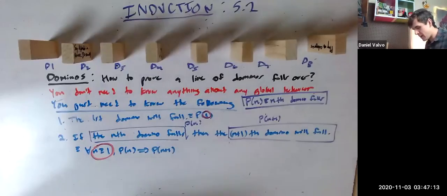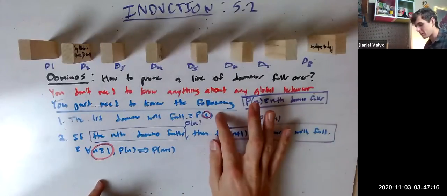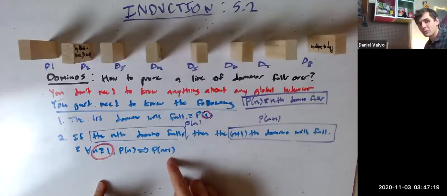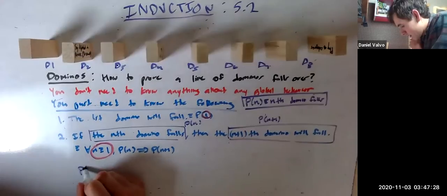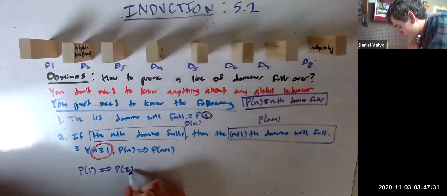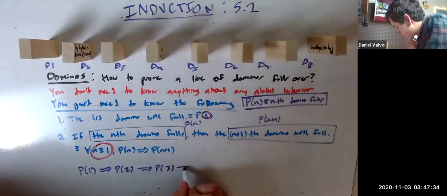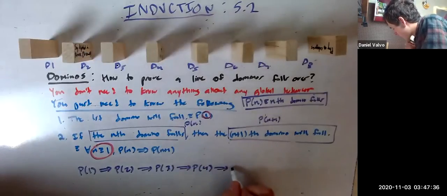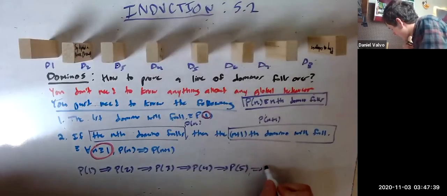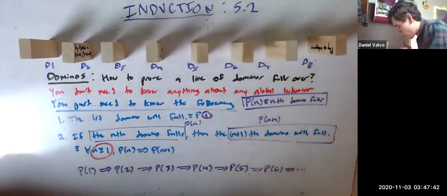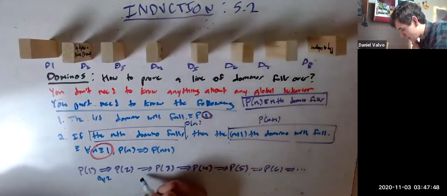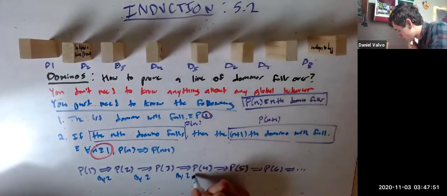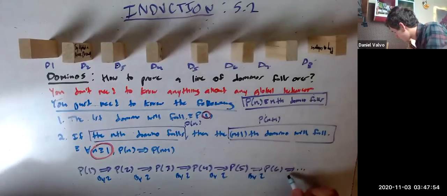So anyway, the point is if you know that P of 1 is true, the first domino falls, and you know that P of n implies P of n plus 1 for all n greater than or equal to 1, well then you can make this chain right here, where you basically have P of 1 implies P of 2, which implies P of 3, which implies P of 4, which implies P of 5, which implies P of 6, on and on like that. And you can go from 1 to 2, you know that's true by the second fact. That's true by 2, that's true by 2, that's true by 2.